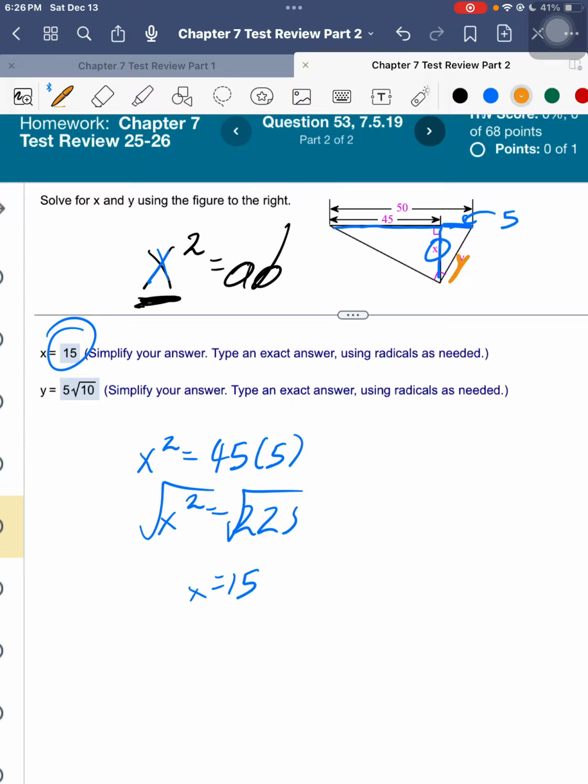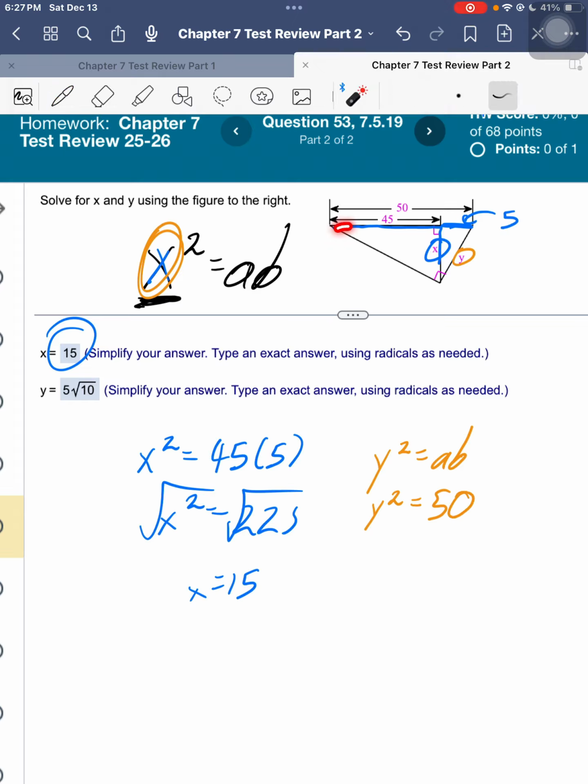Now when I'm solving for this y right here, that geometric mean is now on the leg. So what gets replaced into this x right here? A y. So now I have y squared equals AB. I don't know my y, so I'm going to push it down. What's my a? My a is my entire hypotenuse. So it's 50.